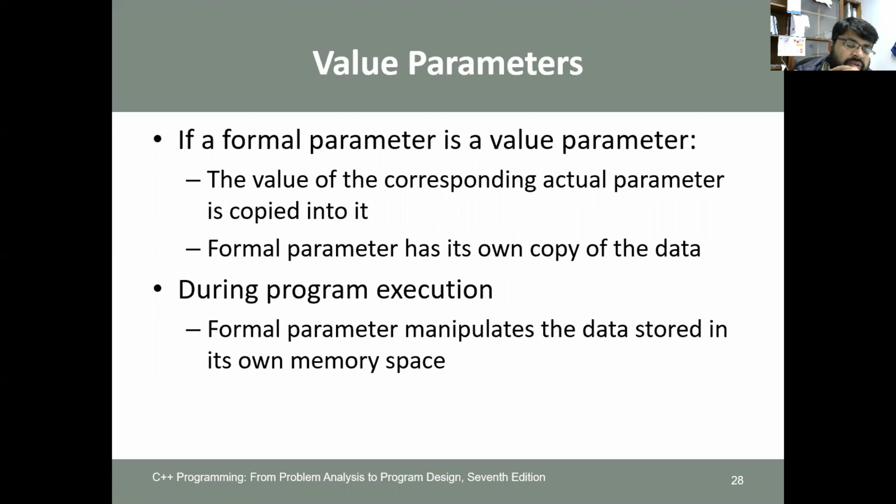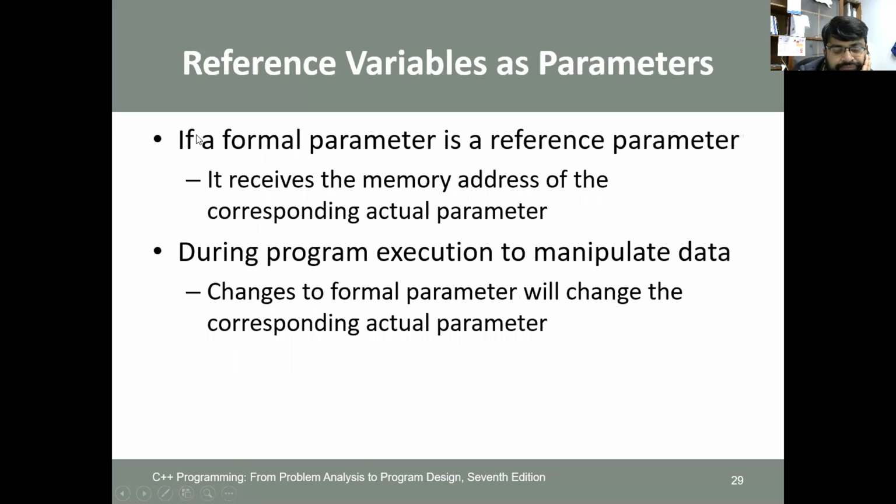On the other hand, if you change the formal parameter copy, then the value in the actual parameter will remain the same, and it will remain unchanged. So changes in one of these will not be reflected in the other. During program execution, the formal parameter will manipulate the data stored in its own memory space and will not affect the main data source.